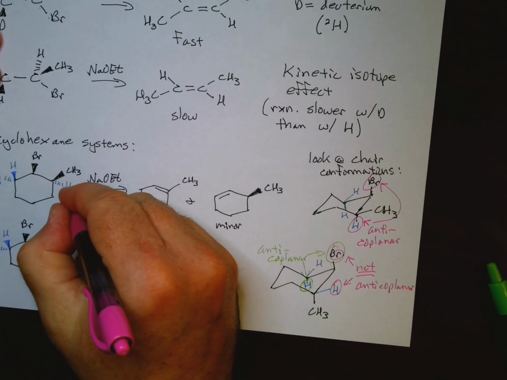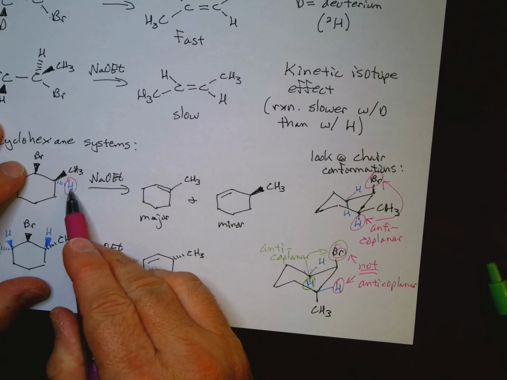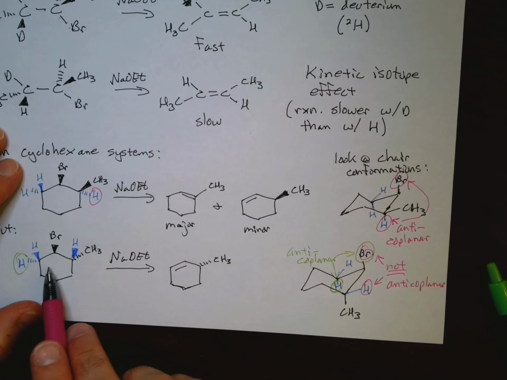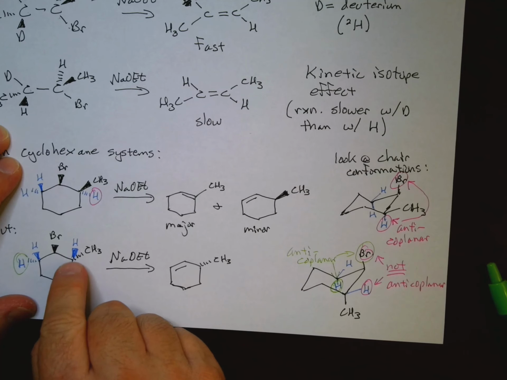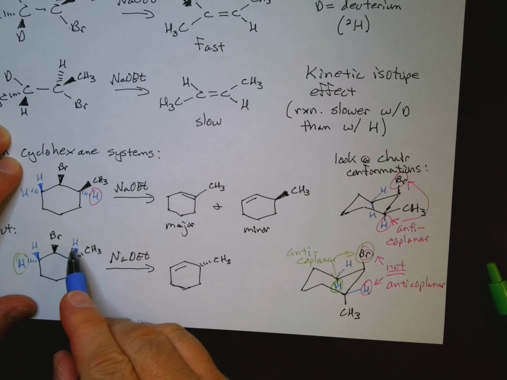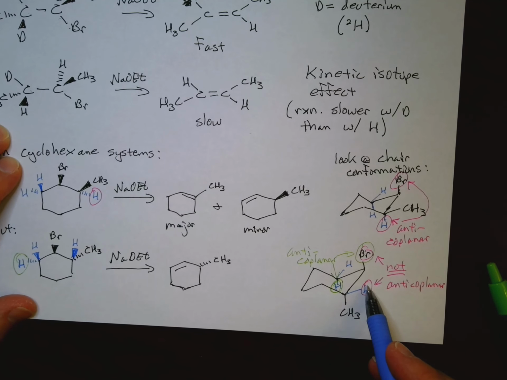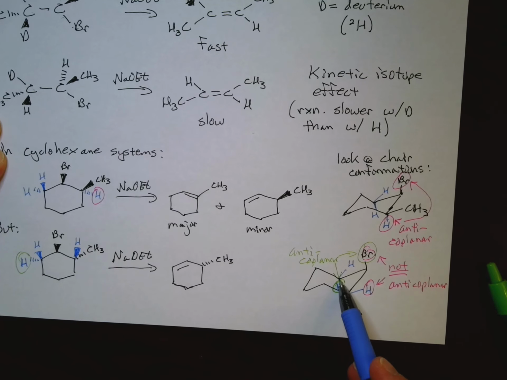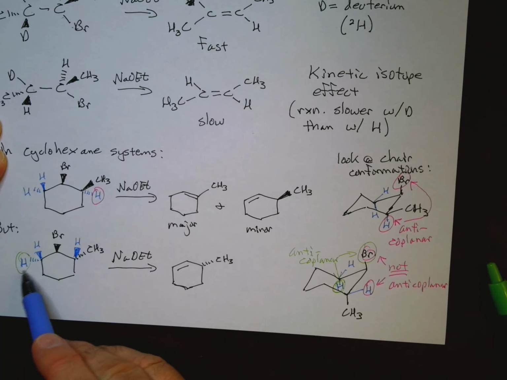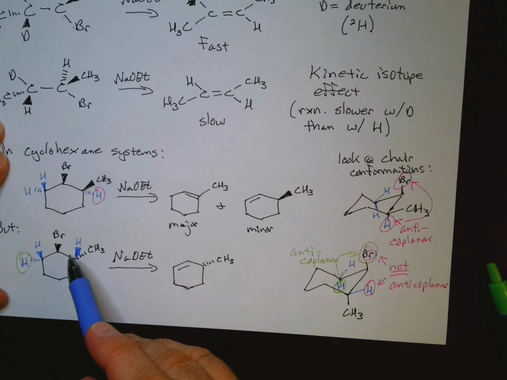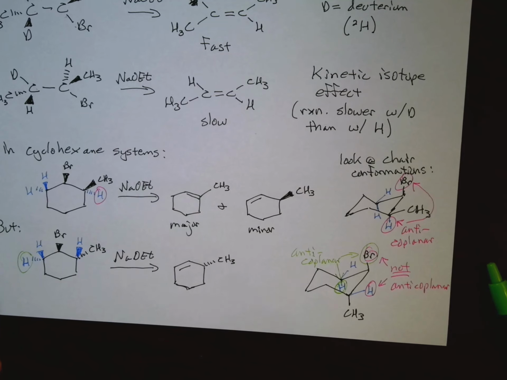So here we can get a hydrogen that is anti-coplanar that allows us to get the more substituted product. And the other isomer, we can't remove this hydrogen because it's not anti-coplanar. It's not even coplanar, let alone anti. The bromine's coplanar with the methyl, so that's just not going to work. But there's a hydrogen going the other way over here that is anti-coplanar, and so we'll end up getting this as the only product. We just can't make the more substituted product.